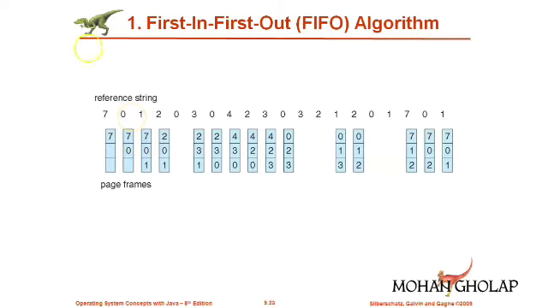So as a result, in place of 7, page 2 is loaded. After this, the next page to be loaded is 0, but you can see 0 is already present in the frame, so there is no need to load it once again. The next request is for 3. So again you have to create a space.